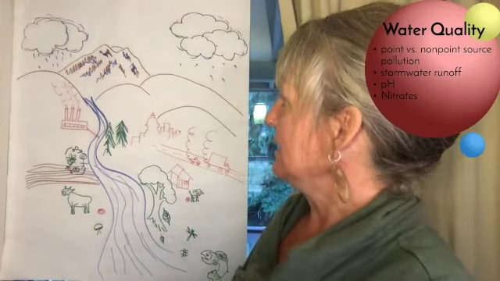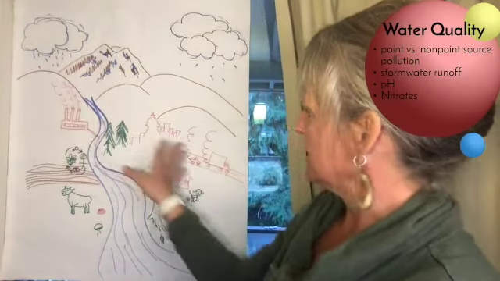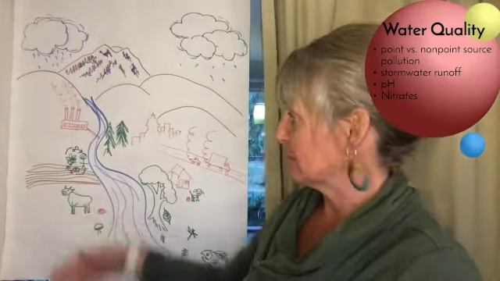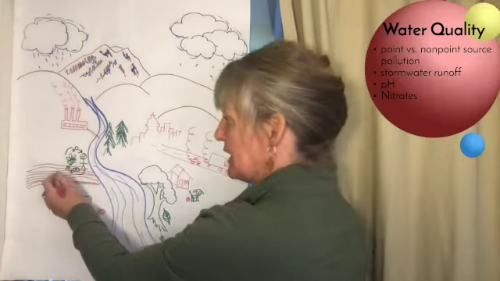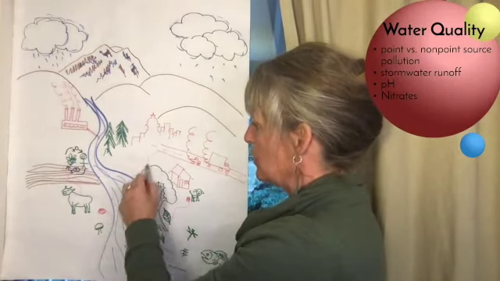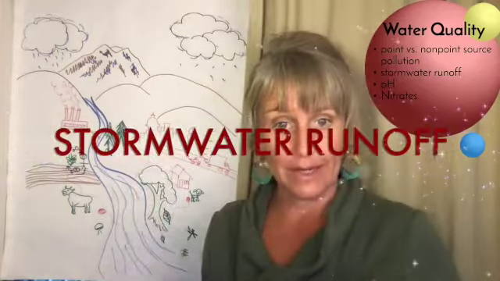The rain mixes with the air pollution, the pollution on our roads, and the waste from our yards, sometimes from our farms if we're using too many fertilizers. All of these things become storm water runoff when the rains come.